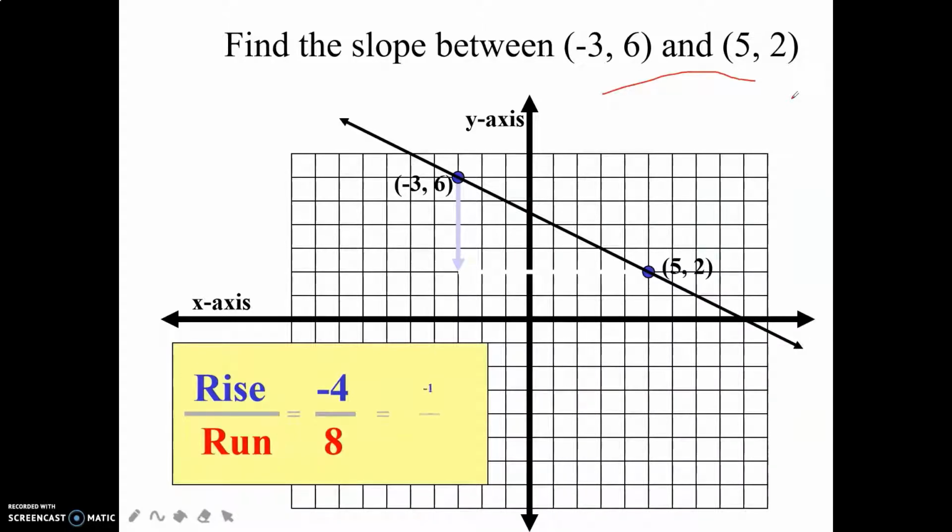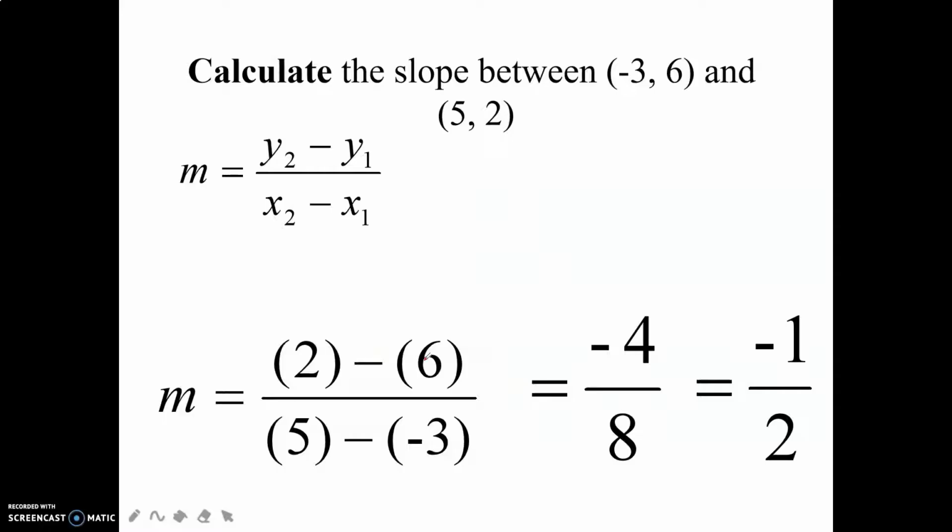So applying the formula, we have y sub 2 minus y sub 1, 2 minus 6 equals negative 4, all over x sub 2 minus x sub 1, or 5 minus negative 3, over 8. And reducing it to lowest terms, we have negative 1/2 as our slope. So again, this formula is useful in identifying slope when points are given.